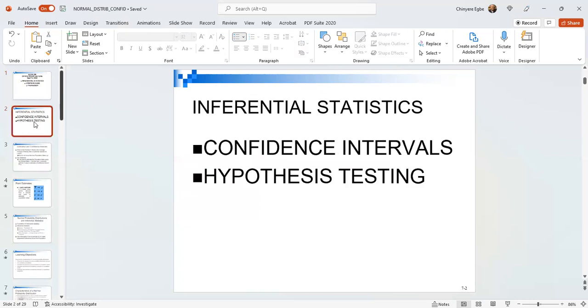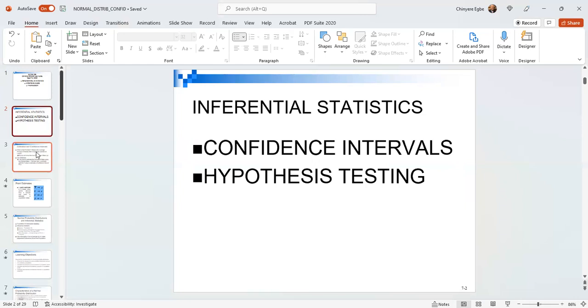Now, there are two things we're going to do in inferential statistics for this class. And again, we're just making it easy. One is to do confidence intervals, and the other is to do hypothesis testing. As a matter of fact, the information you get from confidence intervals could actually be used for hypothesis testing. And sometimes hypothesis testing is just based on a confidence interval estimation.